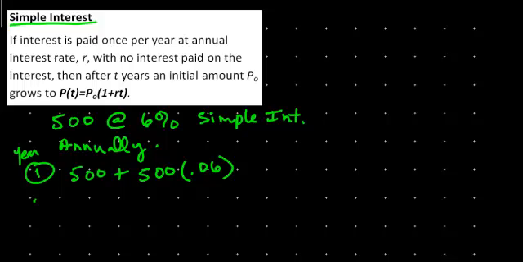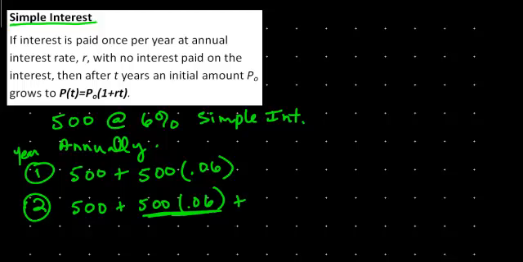At the end of year two, we have 500 bucks plus the interest from last year, which was 500 times 0.06. But this year, we earn interest only on the 500 bucks. We don't earn interest on this additional money that's in there. It's simple interest. We only earn interest on that 500 bucks. So again, we get 500 times 0.06 at the end of the third year.